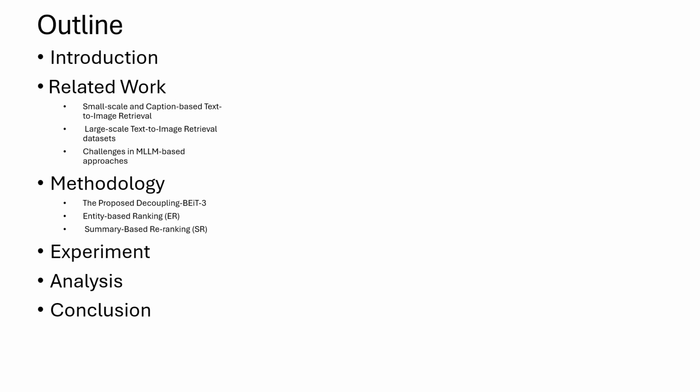Okay, so this is my outline. There are introduction and related works. For related works, there are small-scale and caption-based text to image retrieval, large-scale text-to-image retrieval datasets, and challenges in MLLM-based approaches. For methodology, there are the proposed decoupling Bayes tree, entity-based ranking or ER, summary-based re-ranking or SR, and the others are experiment, analysis, and conclusion.